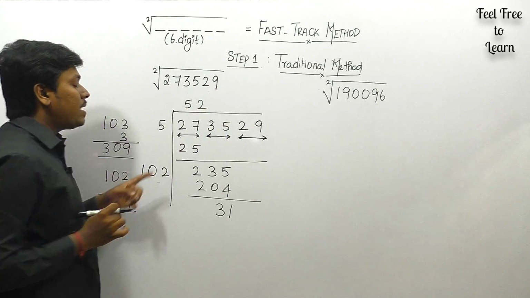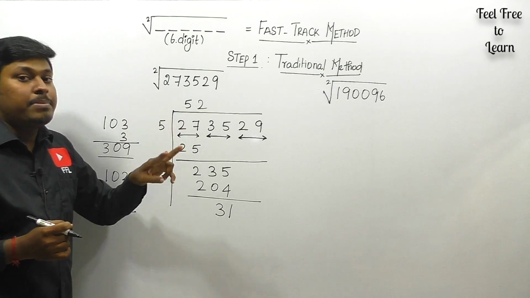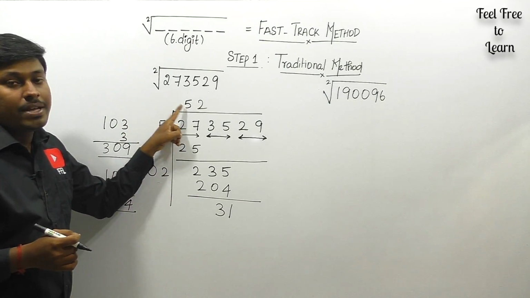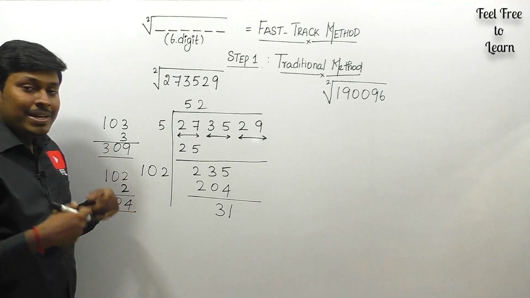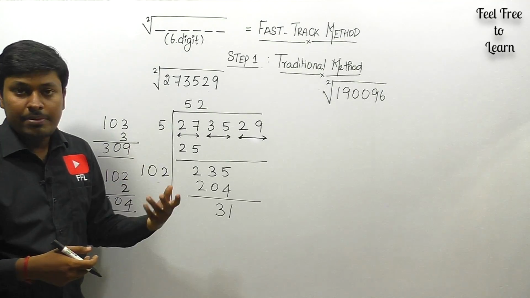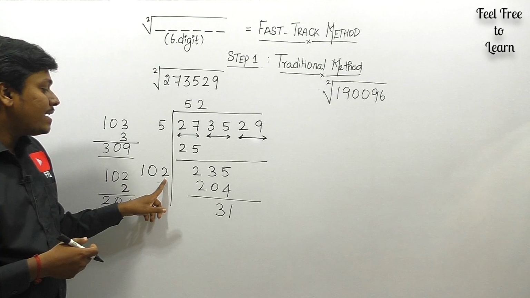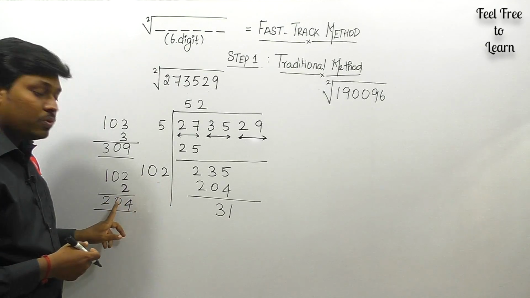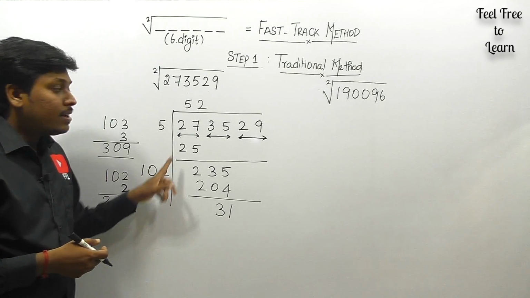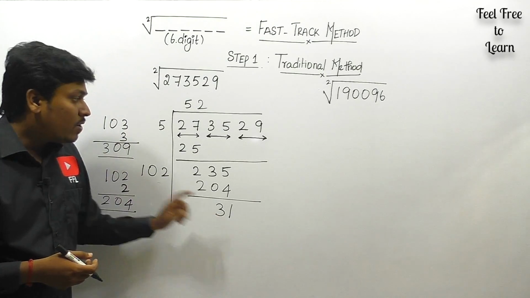So friends, step number 1, we have found the first number, that is 5. Step number 2, we need to multiply this by 2. 5 into 2 will be 10. And the number you need to think of, because it can be 3 or it can be 4, based on this number. So here 2 satisfies. So 102 into 2 becomes 204. So because of placing 2 here, the second number is 2. So now we got 31.